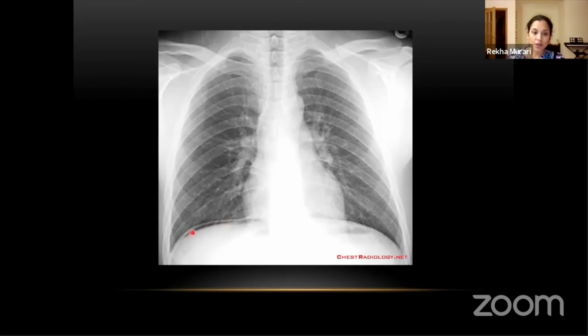There is a lucent line under the diaphragm. The advantage of doing an erect chest X-ray for query pneumoperitoneum is that it can detect as little as 10 mL of gas. So it's quite specific and sensitive as well. If there is air under the diaphragm on the right side, it's much easier to diagnose than on the left side.